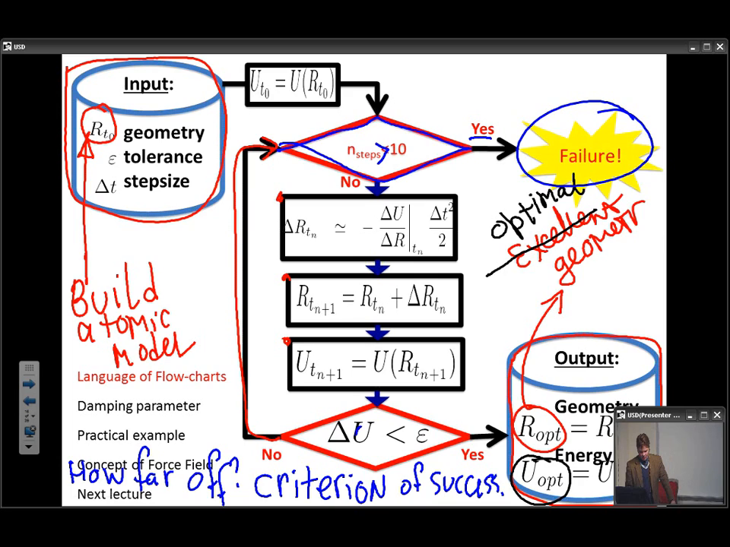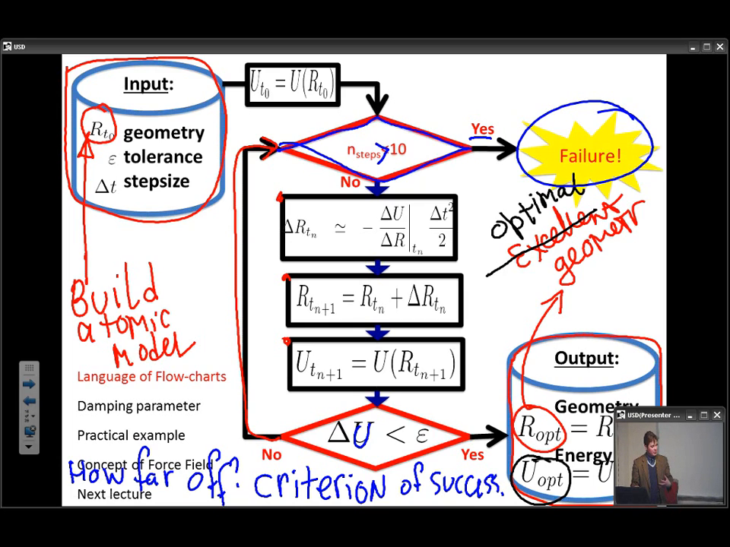So we want to compare our increment of energy with some predefined tolerance limit. This tolerance means that we set the value of the amount of error that we permit to be there. So if we really need something precise, we just set this parameter very small. If we are in a rush, we can set it a little bigger.